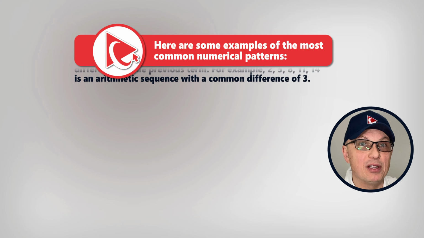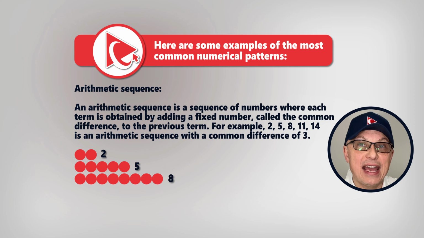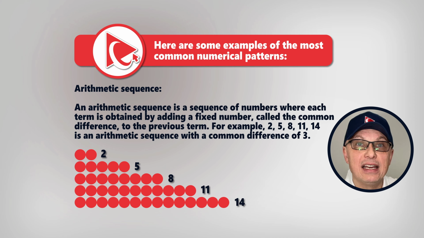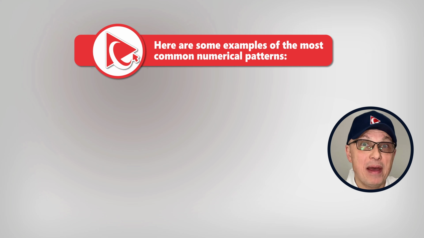One of the most popular patterns is the arithmetic sequence. The arithmetic sequence is a sequence of numbers where each term is obtained by adding a fixed number, called the common difference, to the previous term. For example, the numbers 2, 5, 8, 11, 14 represent an arithmetic sequence with a common difference of 3. Number 2 on the list would be the geometric sequence.